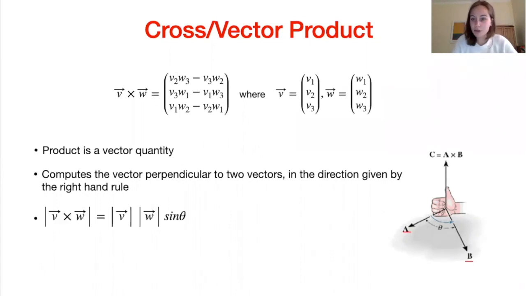Another property which we need to bear in mind, we're going to have a little look at it in more detail in the next slide, is that the magnitude of the cross product is equal to the magnitude of vector V times the magnitude of vector W times sine theta, where again, theta is the angle between our two vectors. So some properties of the cross product.